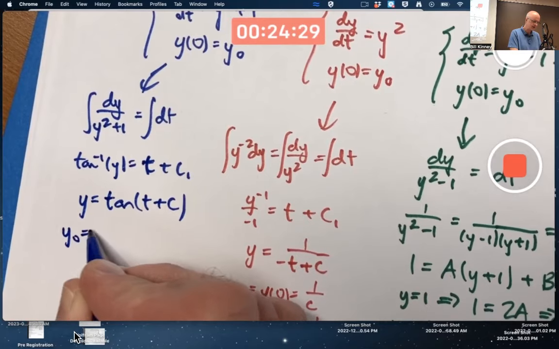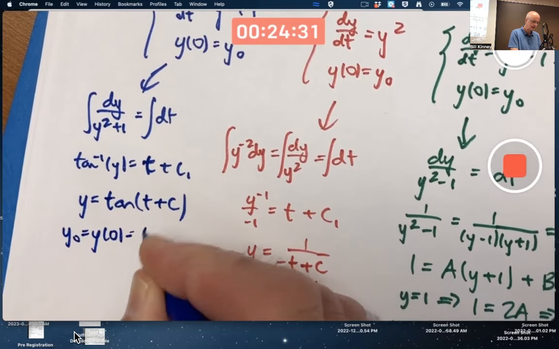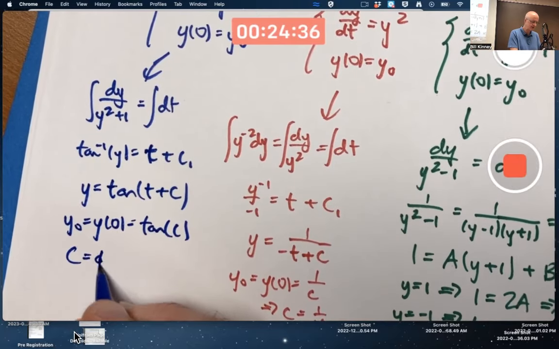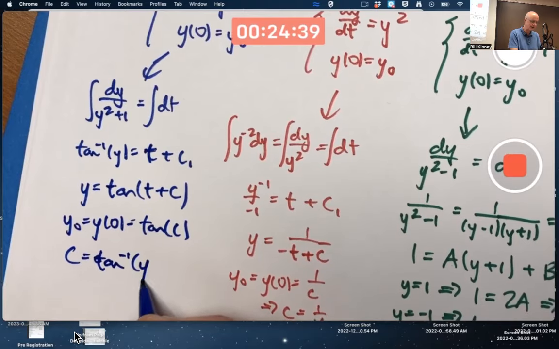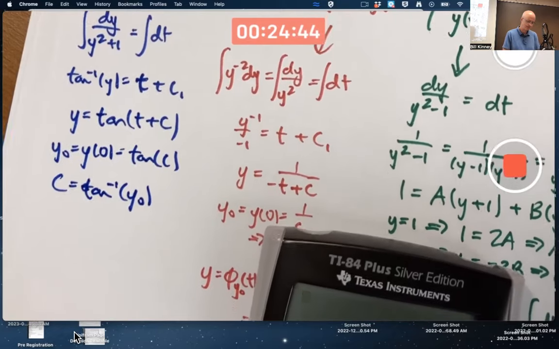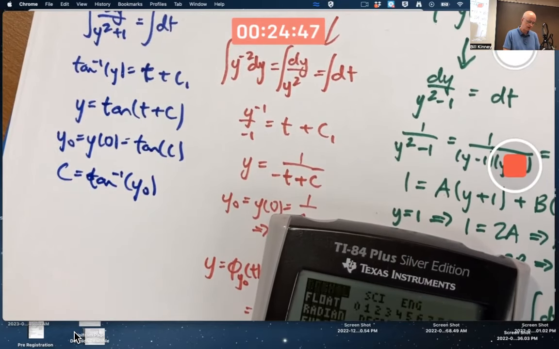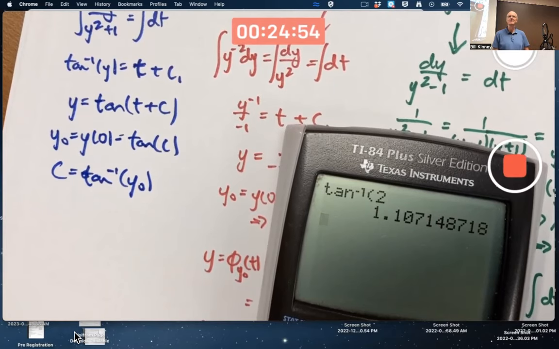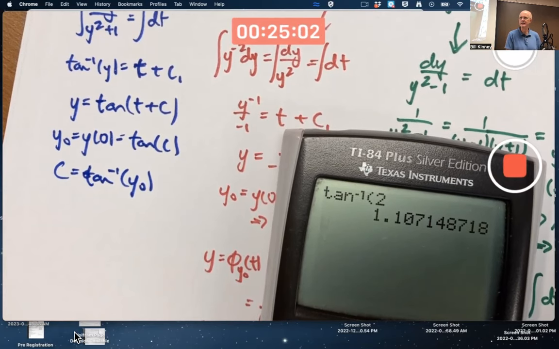For a generic initial condition, it looks like the C is going to be arctangent, or inverse tangent, of y naught. So if you got to this one, you would have gotten an inverse tangent of 2. If you're in radian mode, which you should be as a default, inverse tangent of 2 is about 1.107 radians. But you don't have to think about angles. You're just thinking about functions here. 1.107 is an approximation for the C you would have gotten when y naught is 2.